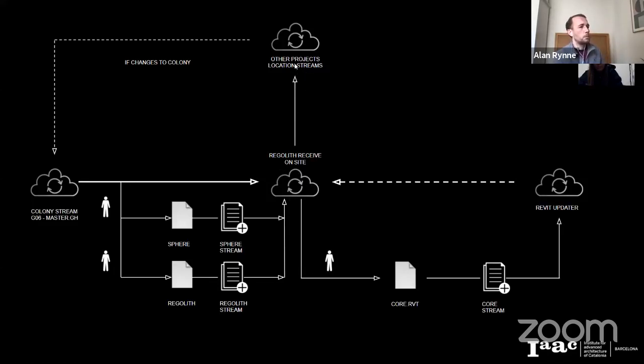And then it was sent back to the main stream, which was also received by other projects. If the location of the project inside the colony changes, or another project's location changes, the same process is repeated and the positions are changed manually.